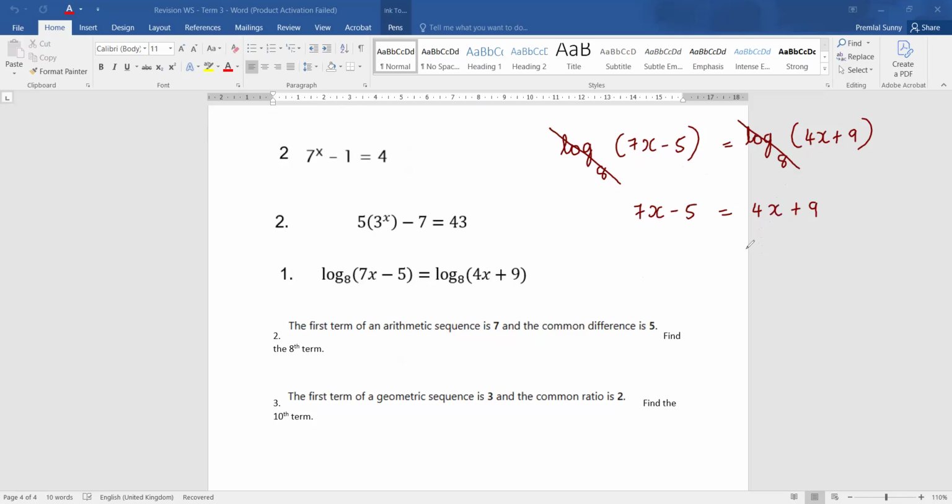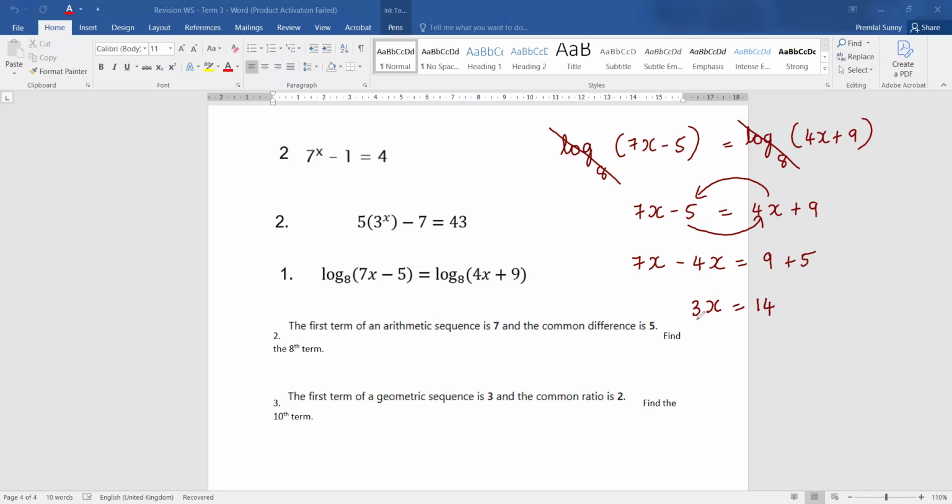We know that the variables, the letters, should be on one side and the numbers should be on the other side. So the positive 4x, when it goes to the left hand side, becomes negative 4x. All the numbers on the right hand side, we have 9. And this minus 5, if you bring it, it will become positive 5. 7x minus 4x is 3x is equal to 9 plus 5, which is 14.